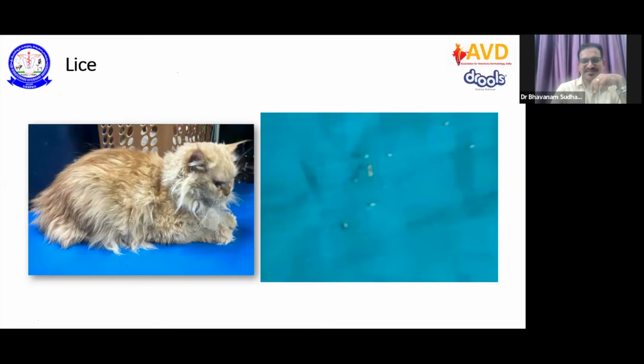Next is lice infestation. Here also the cat is looking normal, but you can see the hair pattern of this cat. And see, I collected some of the material. You can see this video. Initially the owner, and previous people also, thought these were ticks. But actually these are lice. We collected them from all over the body, lice were there.